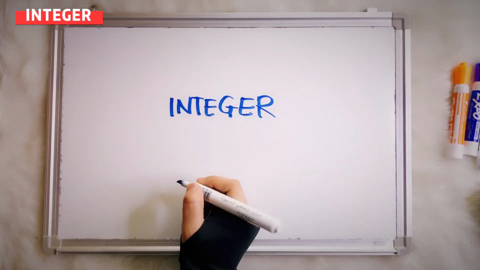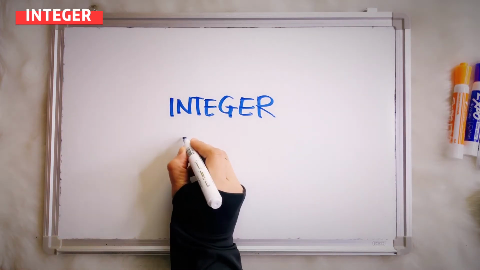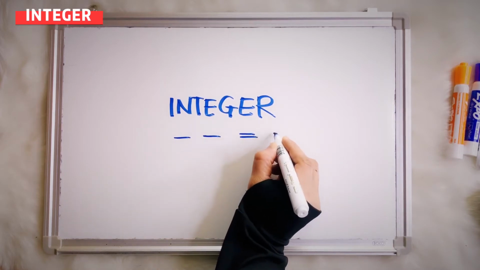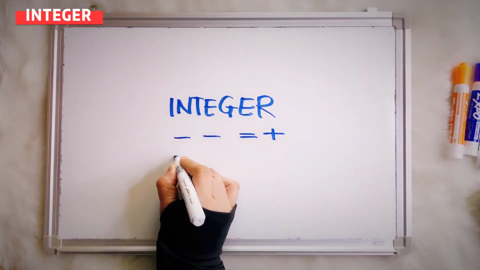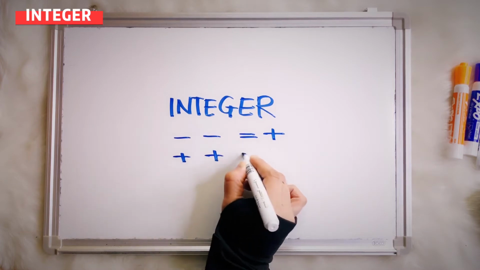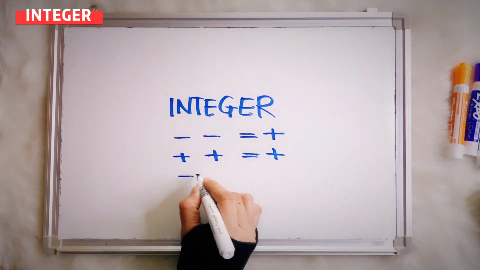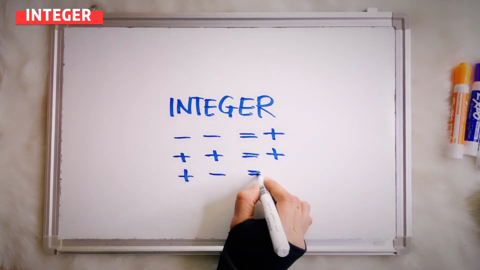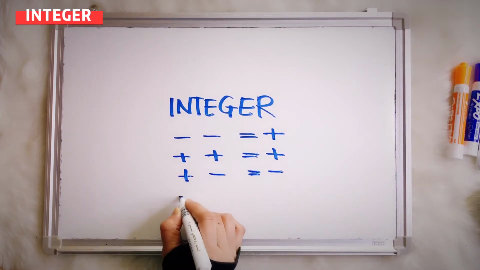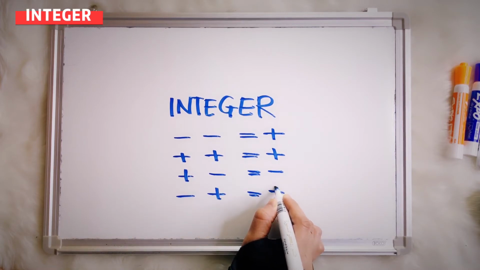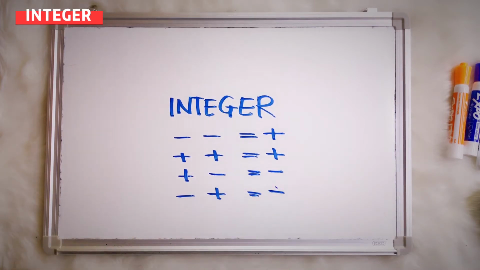Okay, so I explain first the sign. If your sign is positive and positive, it will remain positive. If your sign is positive and negative, it will change to negative. Negative and positive, we will change to negative. All right, okay, let's start.